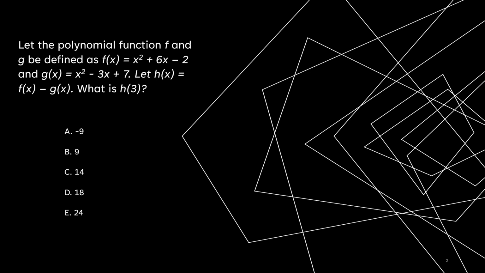Today's question of the day: let the polynomial functions f and g be defined as f of x equals x squared plus 6x minus 2, and g of x equals x squared minus 3x plus 7. Let h of x equal f of x minus g of x. What is h of 3? And our choices are -9, 9, 14, 18, and 24.